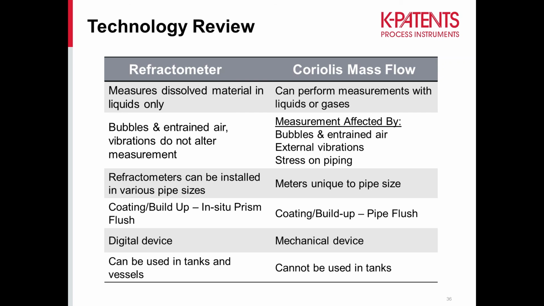So our unit is a digital device. It won't lose calibration over time, where the Coriolis mass flow is a mechanical device. And we also do have probe types that can be used directly into a tank or a vessel, where you would need to flow through a tube for the Coriolis mass flow.